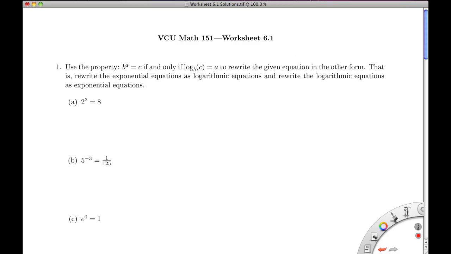Hey everyone, so this is the solution video to Worksheet 6.1. We're going to be talking about exponential functions and logarithmic functions.